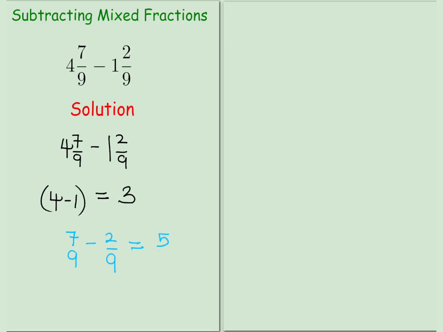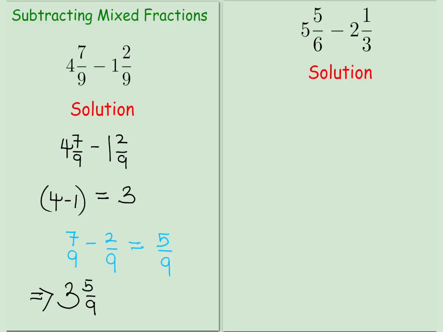So 5/9. What this simply means is, in total, we have 3 whole numbers and 5/9. So 3 whole numbers, 5/9. You see, this one was very, very simple. Now, this second one we'll be doing is also very, very simple.